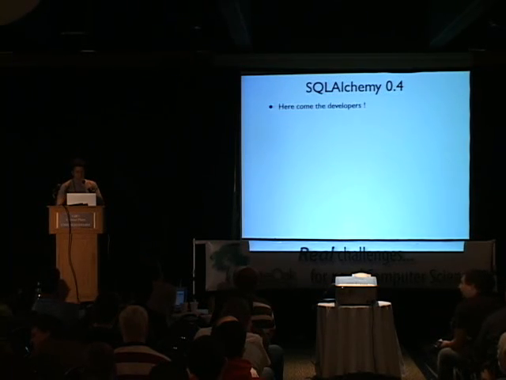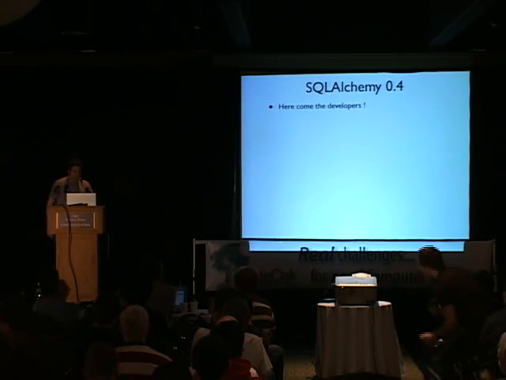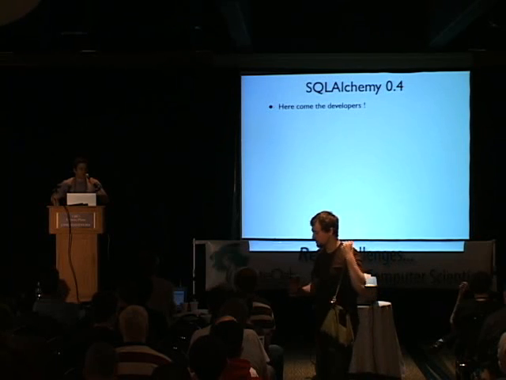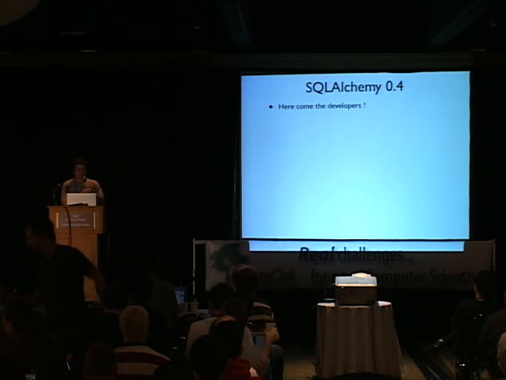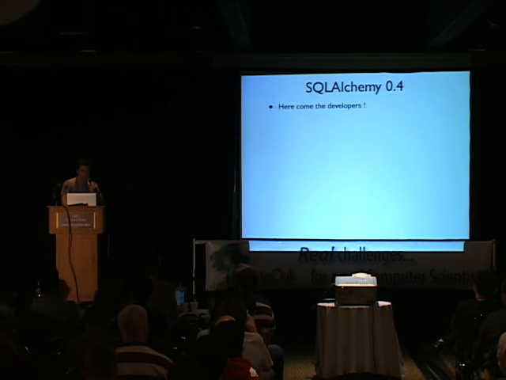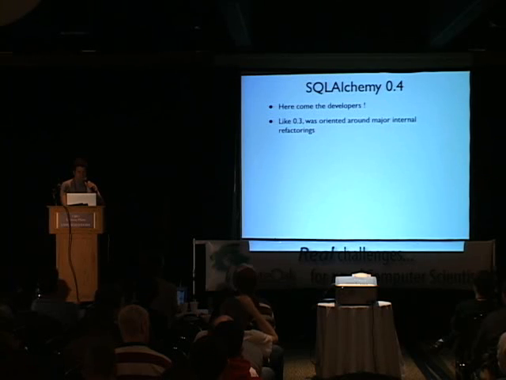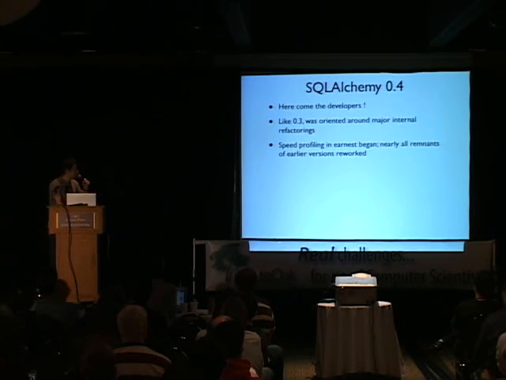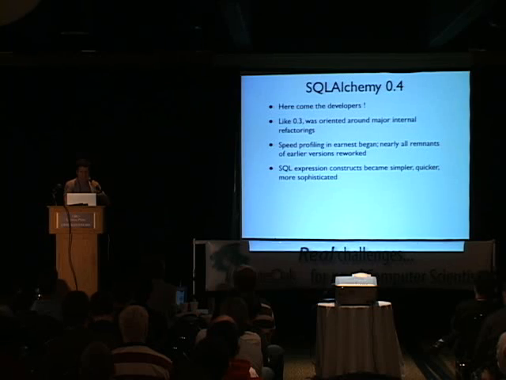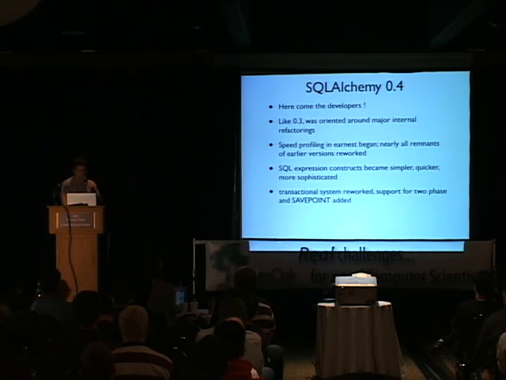SQLAlchemy 0.4. Here come the developers. Not suddenly, but people finally were really dedicated to helping and adding new features and modules all on their own, not just little patches here and there. So we were able to really enter into a new phase of development. 0.4 is largely about internal refactorings. And also people started kicking our butt about speed. So, okay, for the first time ever, we started looking at what makes us slow and removing it, and that went fairly well. We made SQL expression constructs better.